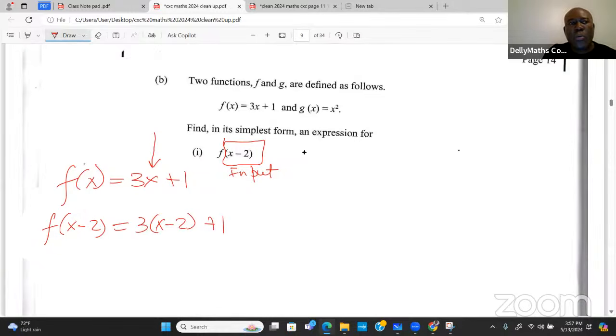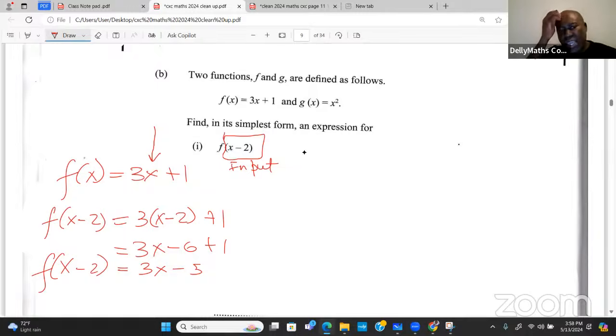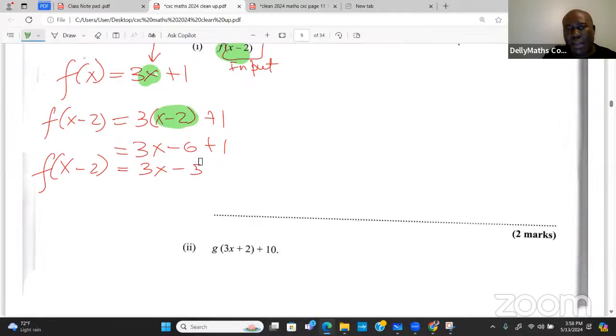So as you could see, what we want to do here is distribute the 3 times the x. So 3 times x gives us 3x. 3 times negative 2 gives us negative 6. Then we add 1. Finally, 3x minus 5. And that is equal to f of x minus 2. So if we're finding f of x minus 2, you should get 3x minus 5 if everything is done accurately. All right. And remember, the input comes in the bracket right here. So all of that would be my input. That's all. Now let's take a look at the other question.